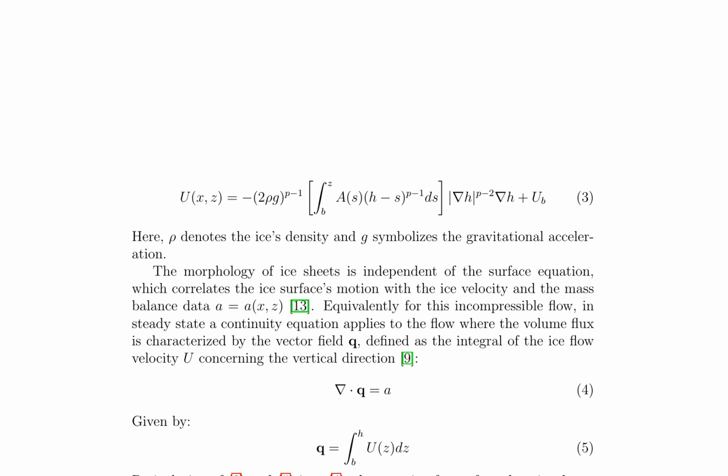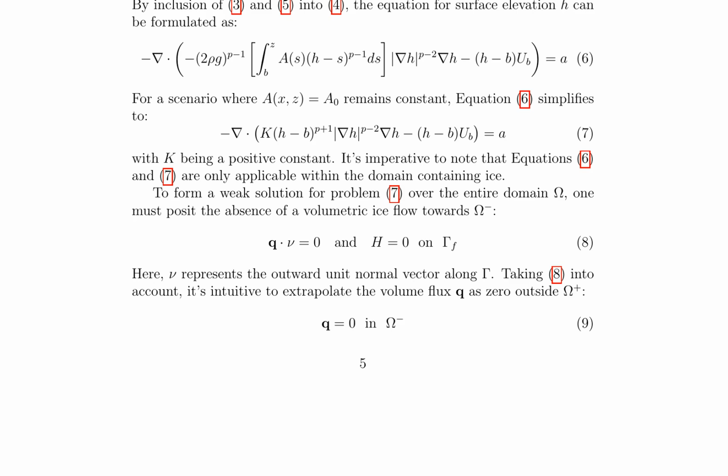By incorporating the surface equation and the volume flux into the continuity equation, the equation for surface elevation h can be formulated. For scenarios where the ice's flow law coefficient A(x,z) remains constant, the equation simplifies to a form that includes a positive constant k to form a weak solution for this problem over the entire domain.